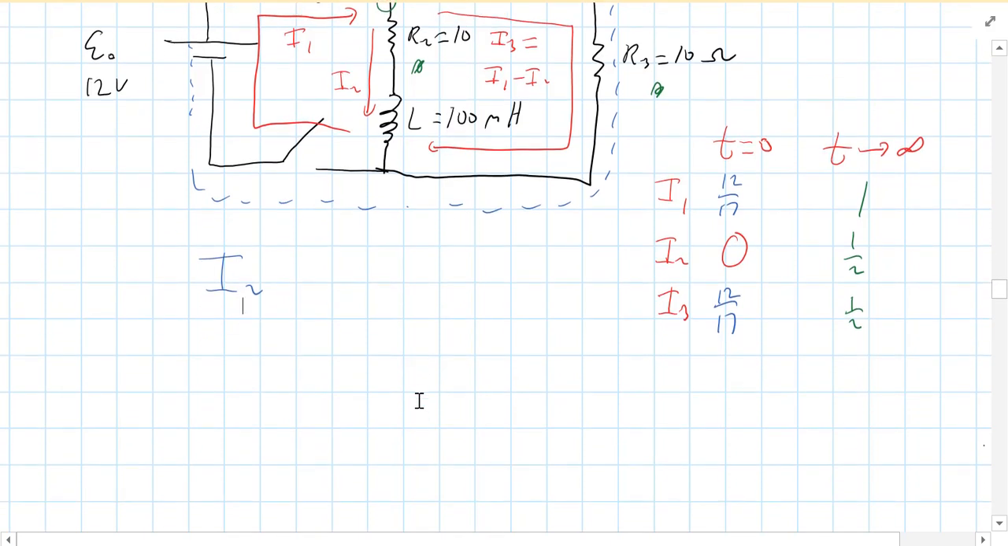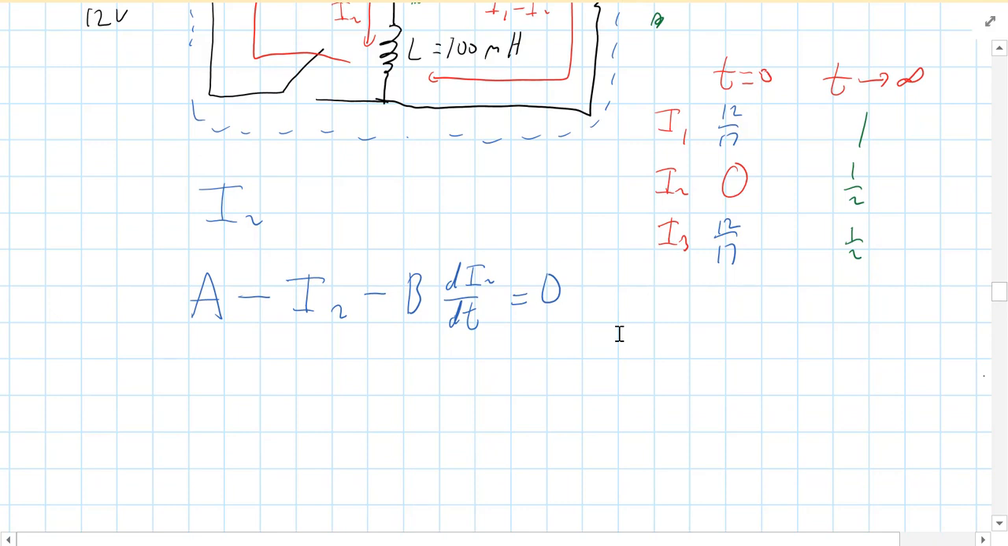So eventually we're going to get a first order differential equation. And the idea is to get it in terms of this: some constant minus I2 minus some other constant times di2/dt equals 0. So instead of doing all the calculus, we're going to get an equation that looks like this. If we get an equation that looks like that, then our current will be I equals some I naught value, which we already know. That's half an amp. That's what the coefficient in front of there is.